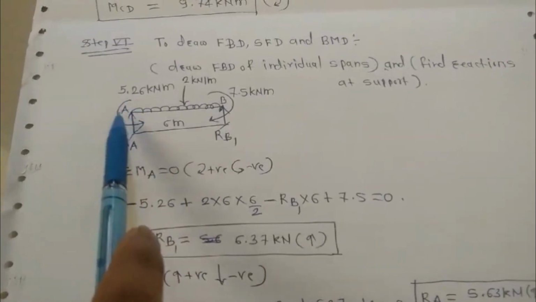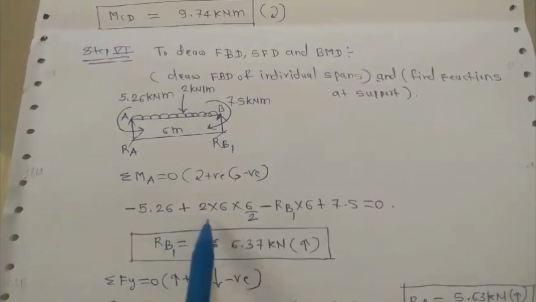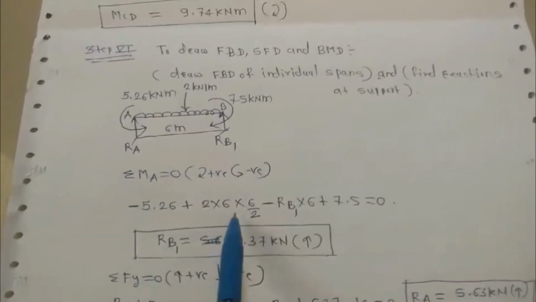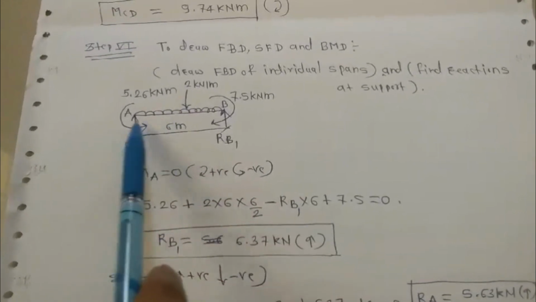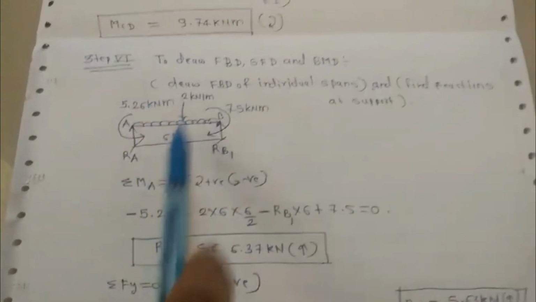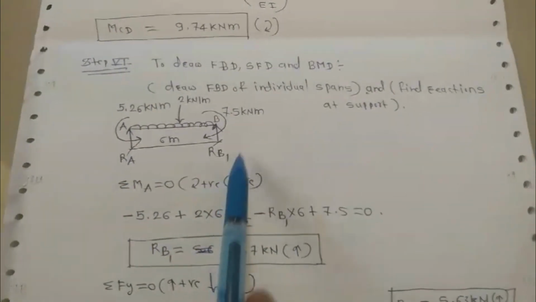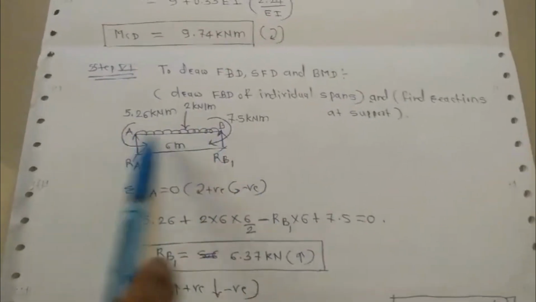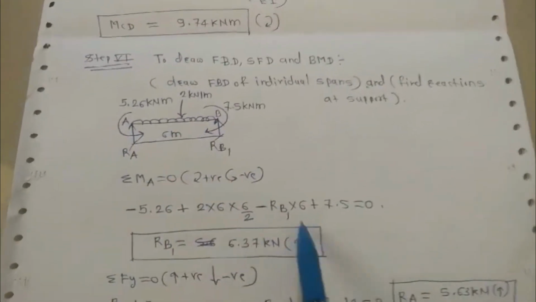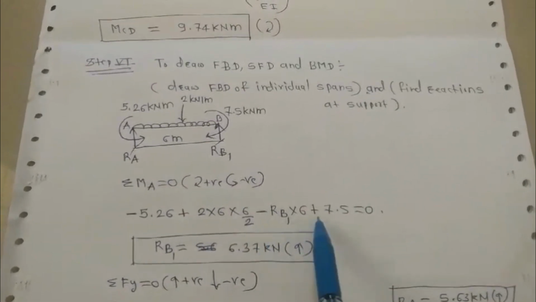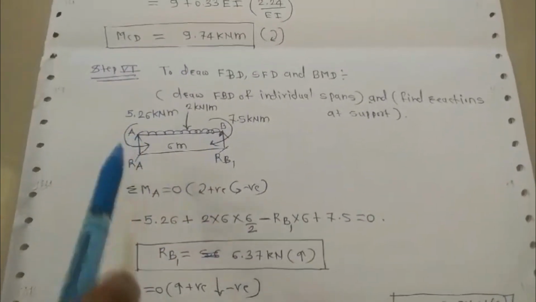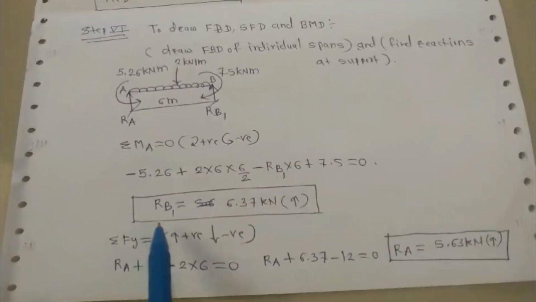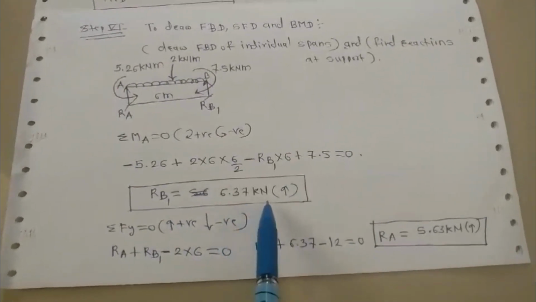So you will get minus 5.26 plus 2, the intensity of UDL, into 6, the span, into 6 by 2. From support A, that is a clockwise moment, hence positive. Minus RB1 force into distance, that is RB1 into 6, minus because it is an anti-clockwise moment around A, and plus 7.5, that is a clockwise moment, is equal to 0. So you will get RB1 is equal to 6.37 kilonewton.